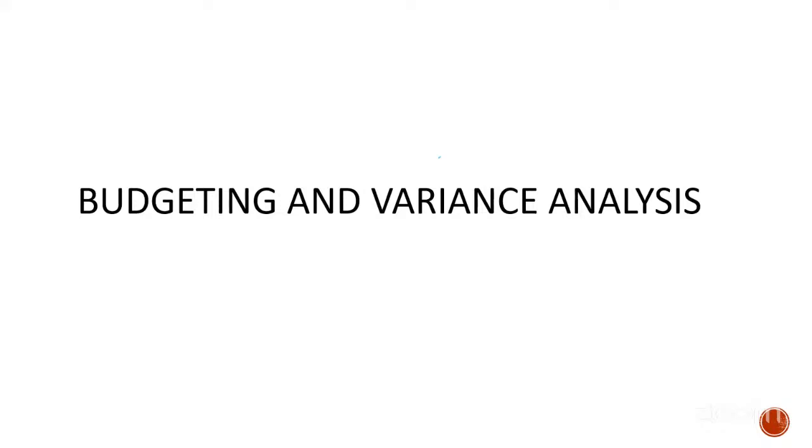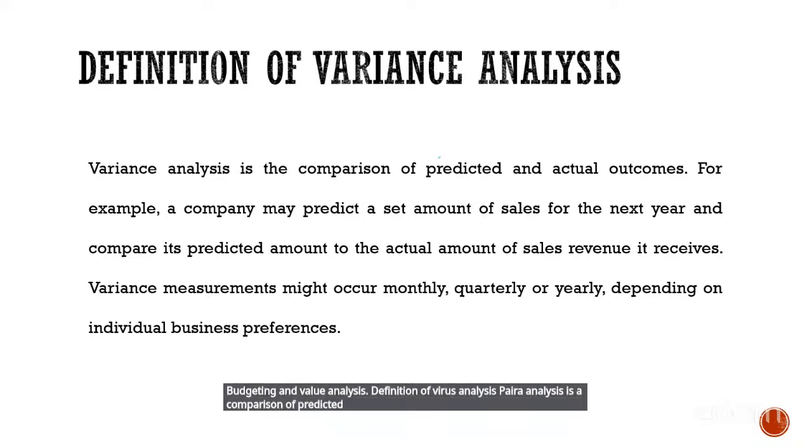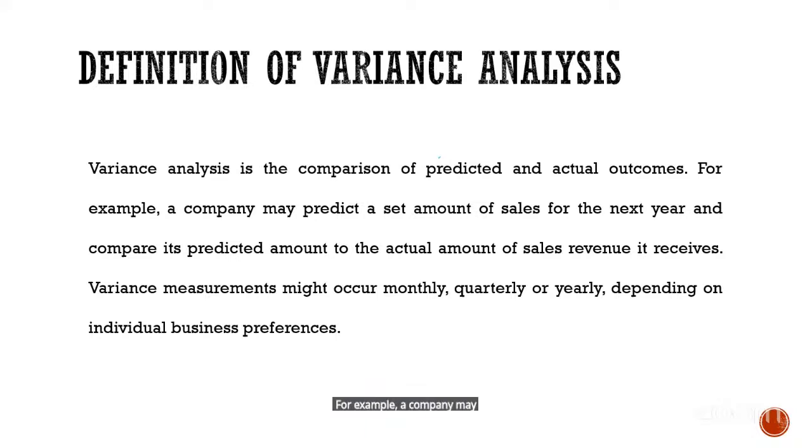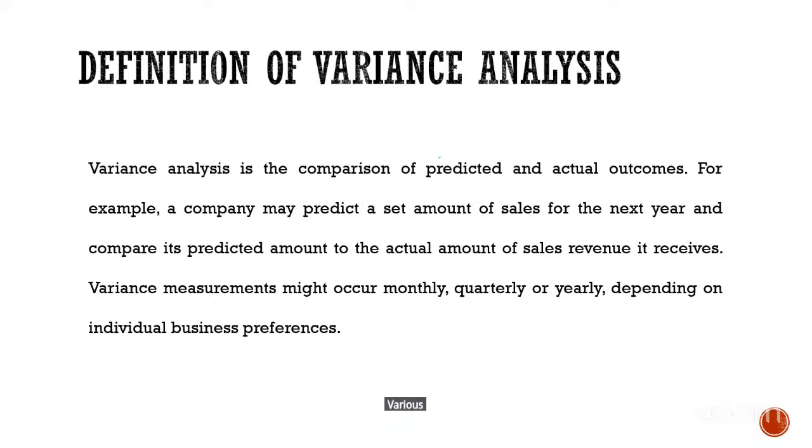Now, having done that, let's go into budgeting and variance analysis. Definition of variance analysis: variance analysis is the comparison of predicted and actual outcomes. For example, a company may predict a set amount of sales for the next year and then compare the predicted amount to the actual amount of sales revenue it received. Variance measurement might occur monthly, quarterly, or yearly, depending on individual business preferences.